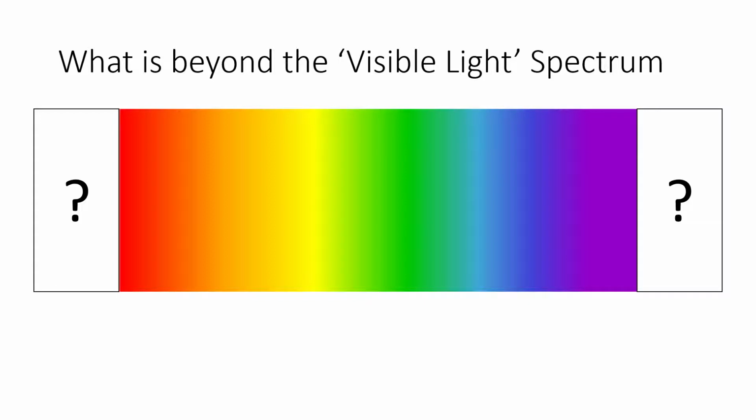So the question is, what is beyond the visible light spectrum? Is anything beyond the visible light spectrum? Well, this was discovered purely by accident. We know that infrared now is at the far red end of the spectrum. That means it has a longer wavelength than red light. It also means it has a lower frequency and a lower energy than red light.